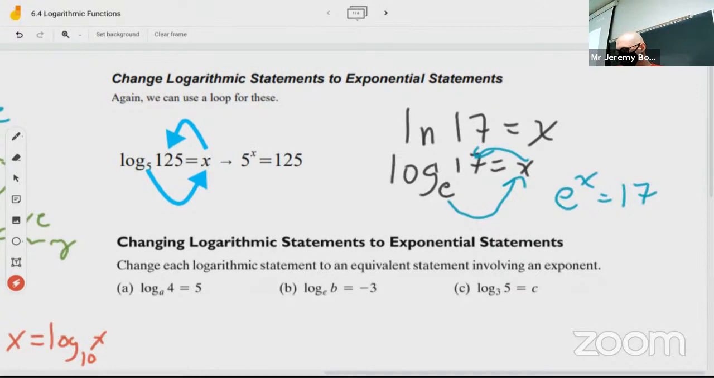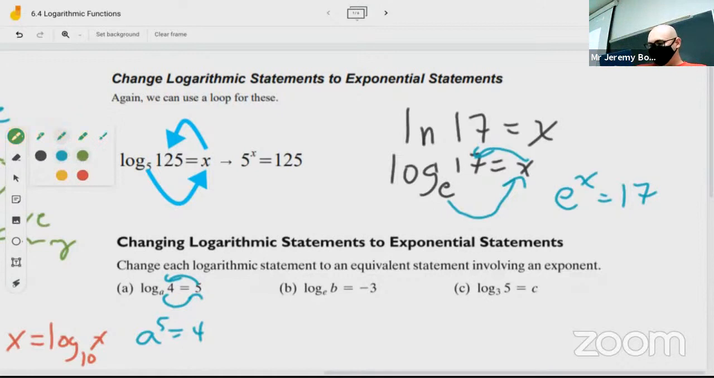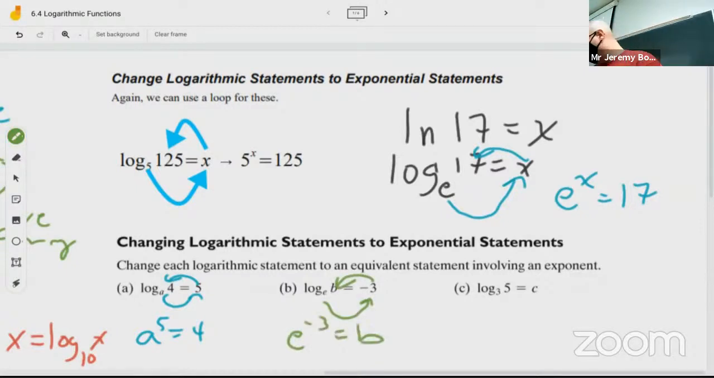First one, you got log base A of 4 is equal to 5. So that means it's going to be A raised to the 5th power is equal to 4. Any questions on that one? For B, they already changed. They made it log base E of B is equal to -3. So that means it's going to be E raised to the -3rd power is equal to B. Any questions on that one?